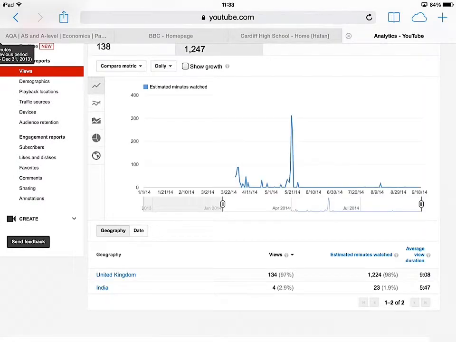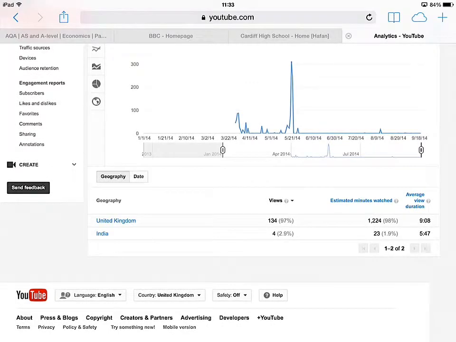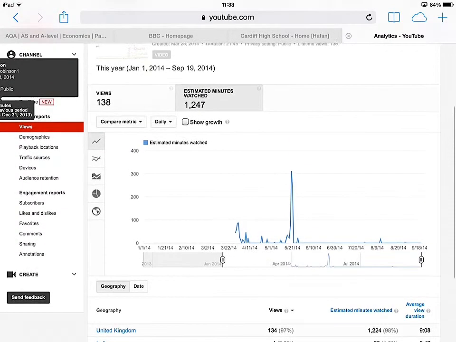First of all, you can see when they watched it. Now you can see there was a big spike, and as you'd probably expect, that big spike was like 2 days before the exam. Now this I think is quite useful. Bizarrely, I've got 4 views in India. Don't really know why. The average view there was only 5 minutes though, so I think they got bored pretty quick. But what it shows here is people in the class, 134 views for my class.